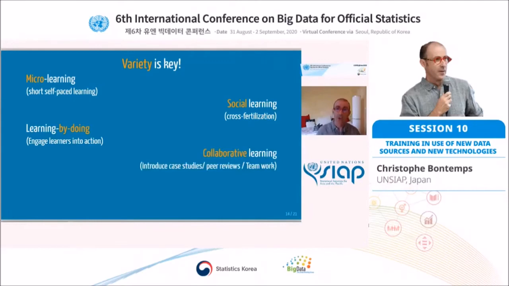We should also try to do collaborative learning with case studies, peer review, teamwork, and we should also try to innovate on that, and that will be my conclusion, I think. There is right now a hackathon using maritime data, AIS data. By using this contest, also by using games, as we used recently at the SIAP, we can innovate in learning, and that will be very interesting in the future for the profit of all our colleague statisticians.